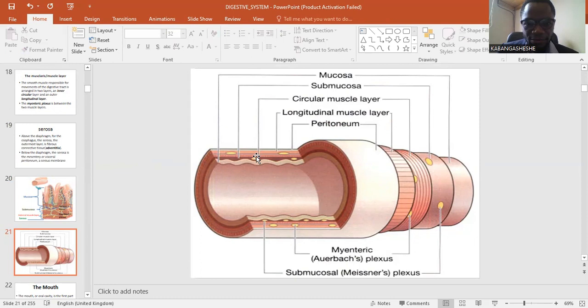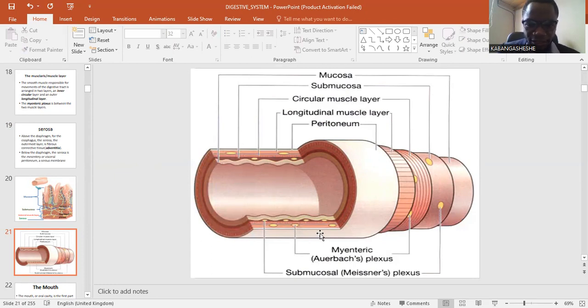Then there will be submucosa. Okay, so submucosa there, then followed by 2 layers of muscle. We call it the muscularis layer. Now this muscularis layer, we're saying it has 2 layers of muscle, inner circular and outer longitudinal muscles. So circular are going around the tube like that. Then longitudinal are following the long axis. So they're running from mouth towards the anus, whereas the circular are going around the tube.